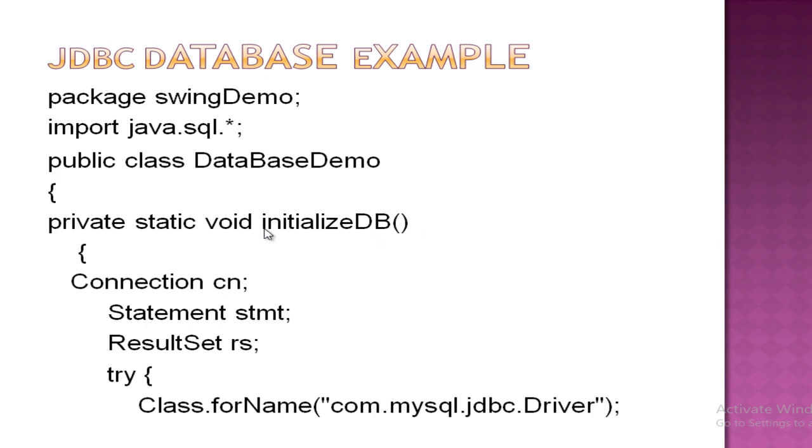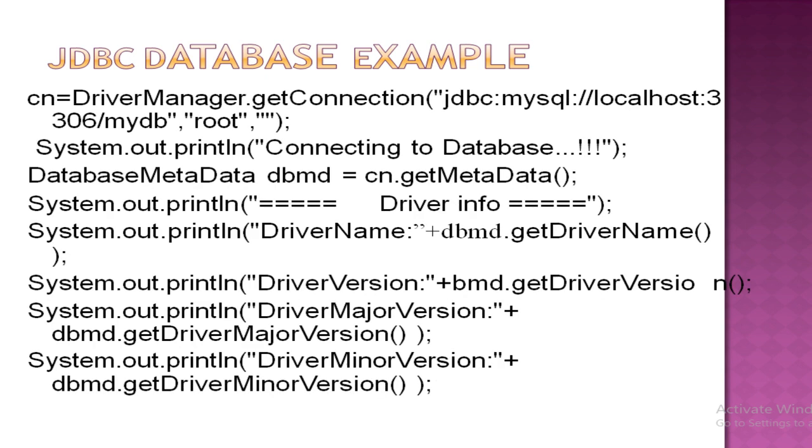See, here it is. The initializeDB will be called, and that will call the try. Then it will follow such instructions. First, it will check whether the proper connection is established or not. If the proper connection is established, then it will show connecting to the database. If it is done, then it will follow the driver name, driver version, driver major version, then driver minor version. Okay, so that will print the following details of the drivers.